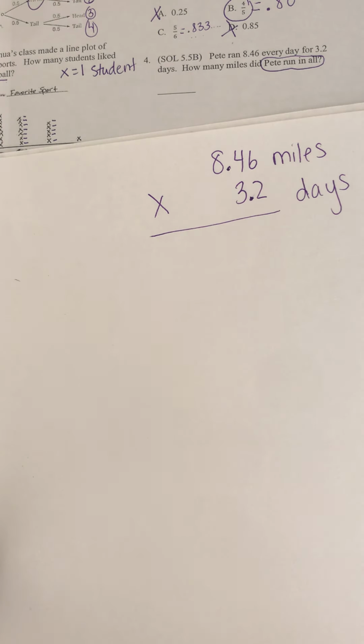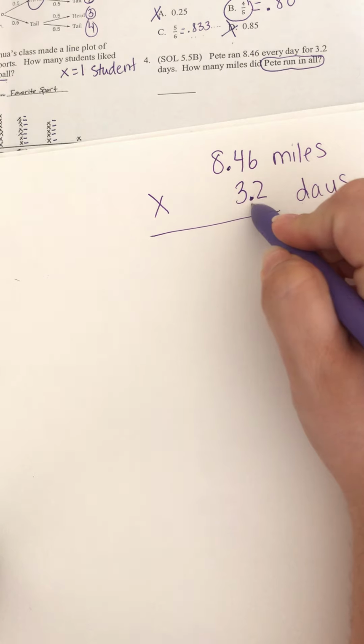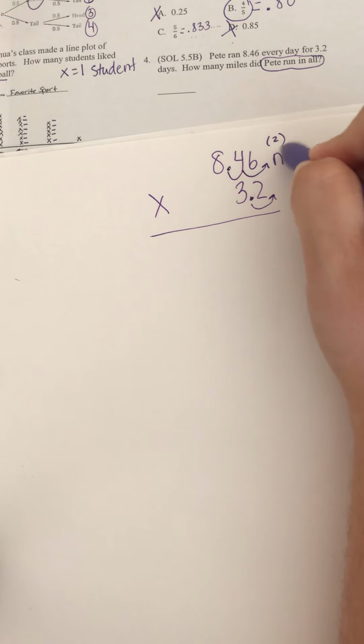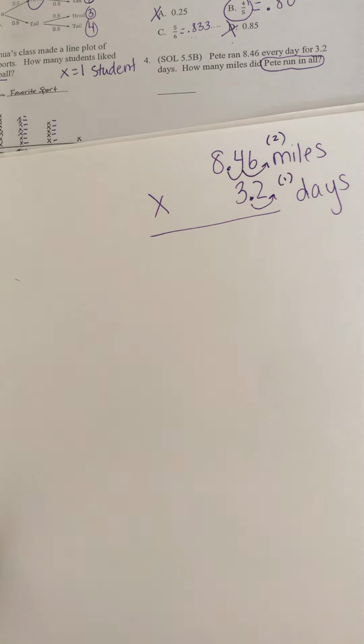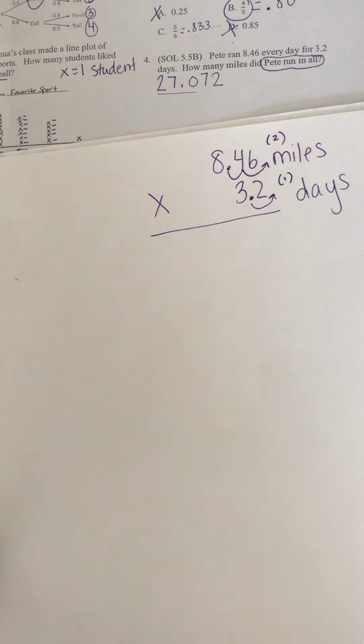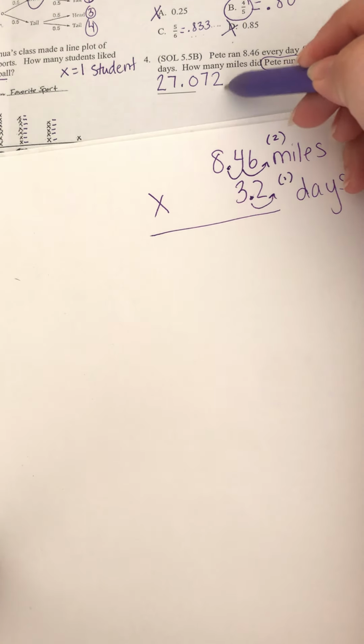So you can do it a couple different ways. You can bump the decimal out. Okay, so this is 2 places and this is 1 place. And then you just multiply like you normally do. You could even set up the box, or you could do it the traditional way. For time's sake, I'm just going to type it in the calculator. So it's 8.46 times 3.2. And that got me 27 and 72 thousandths of a mile. And it looks like I have 1, 2, 3 decimal places.